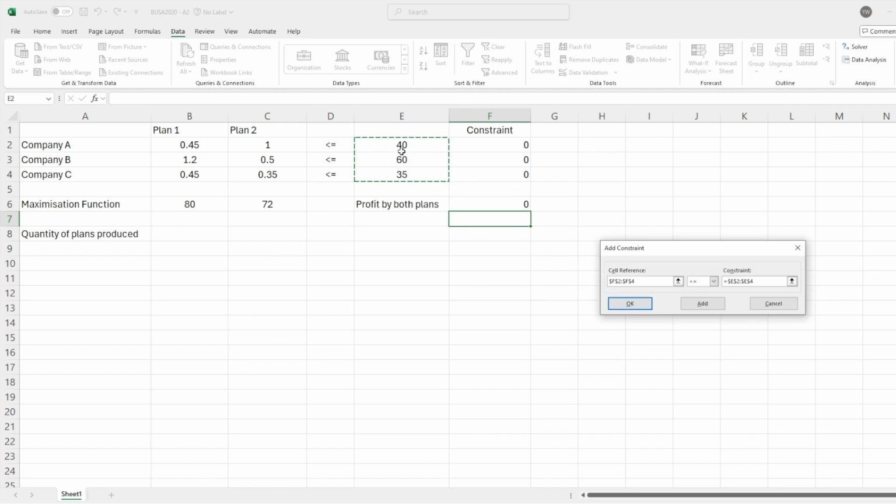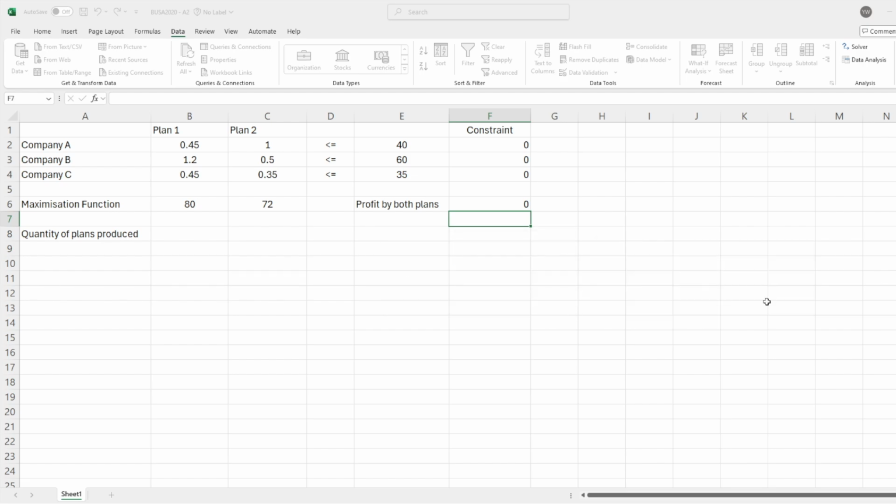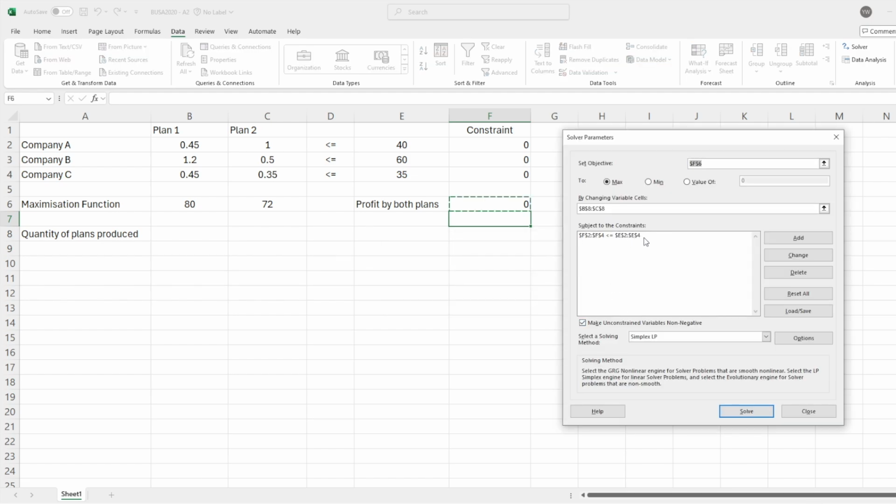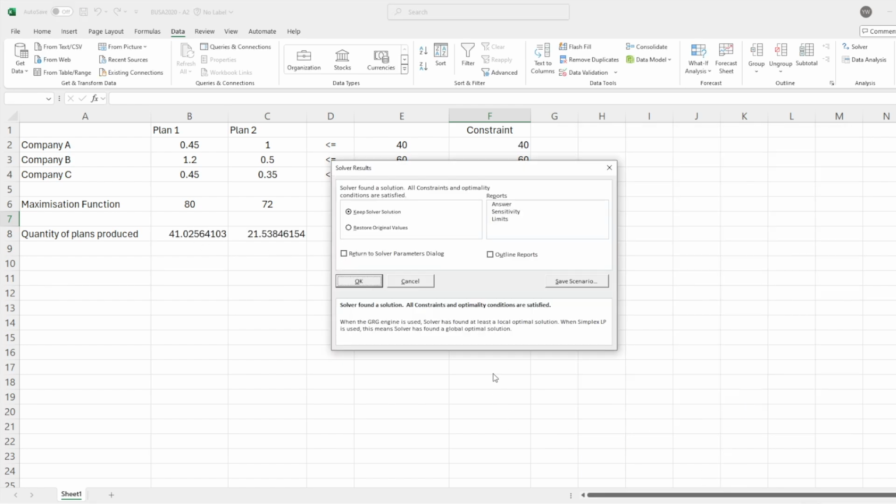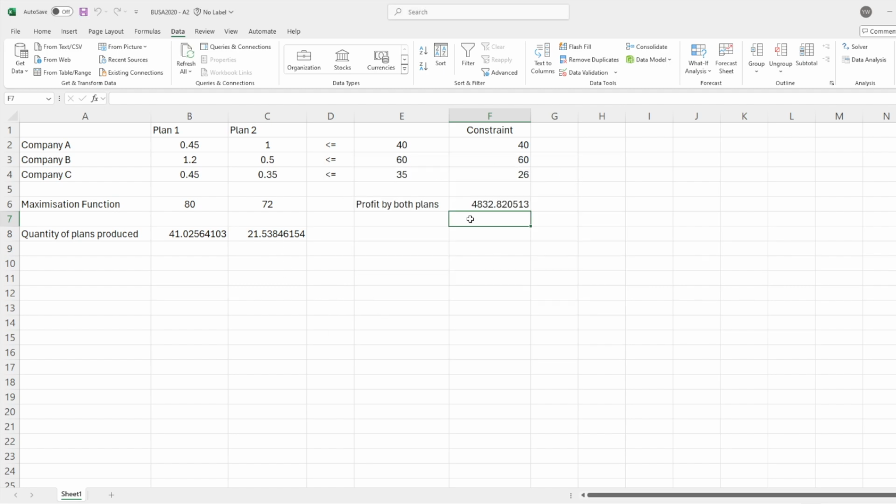since these are the limited hours available for each company to produce these plans. Now we just click add, and OK. So now we have our constraints in here. We keep this as Simplex LP and press solve. And there we go. This is the number of plans to be produced by each company and the profits of both plans for Optus.